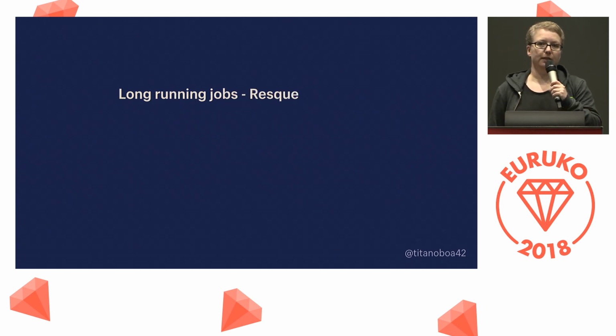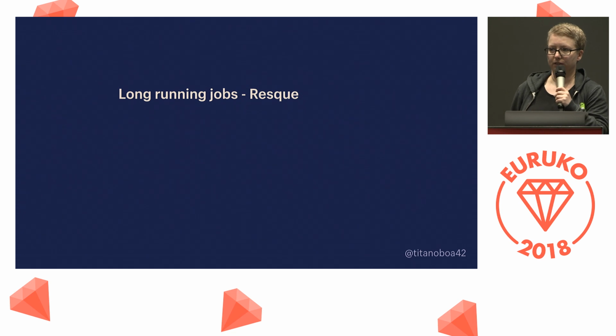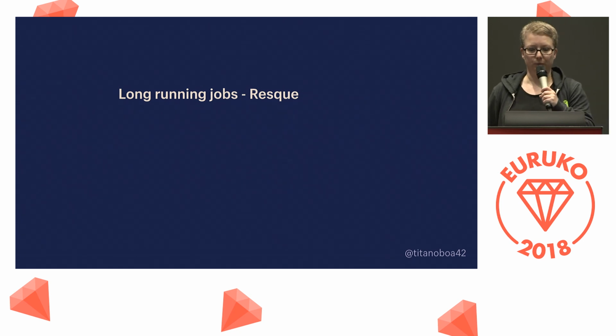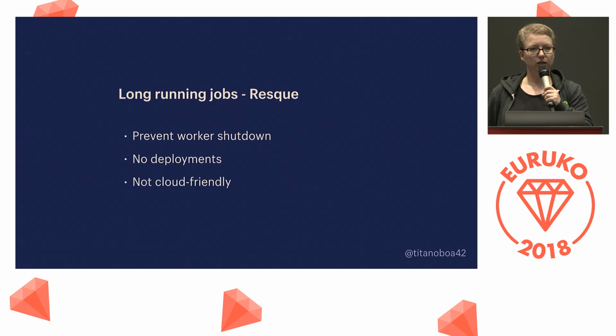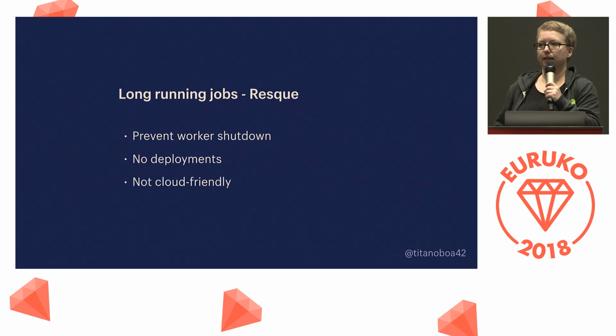A background job does not have to be as fast as a user-facing request. But long-running jobs can create some problems. For example, if you're using Resque, it is preventing the worker from being shut down while a job is running. So this worker cannot be deployed. And it is also not very cloud-friendly. In a cloud infrastructure, we cannot rely on the same resources being around for many hours in a row.